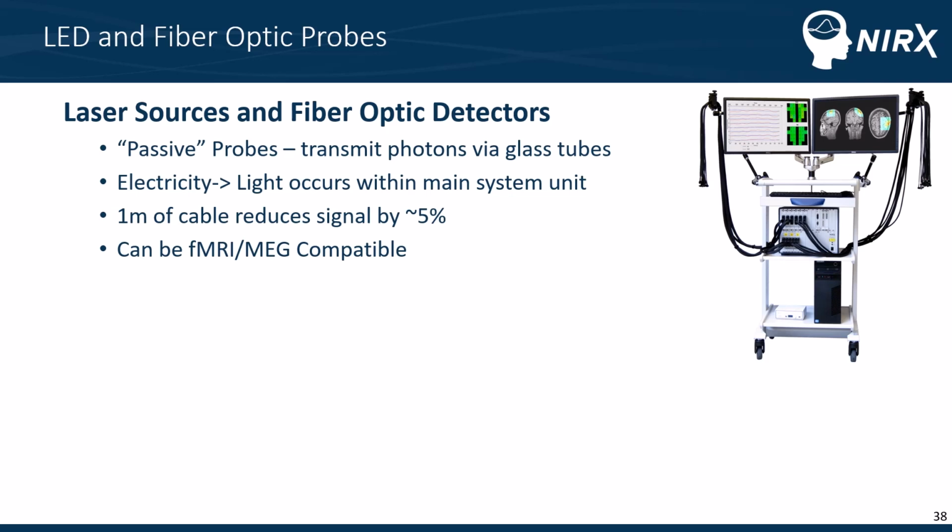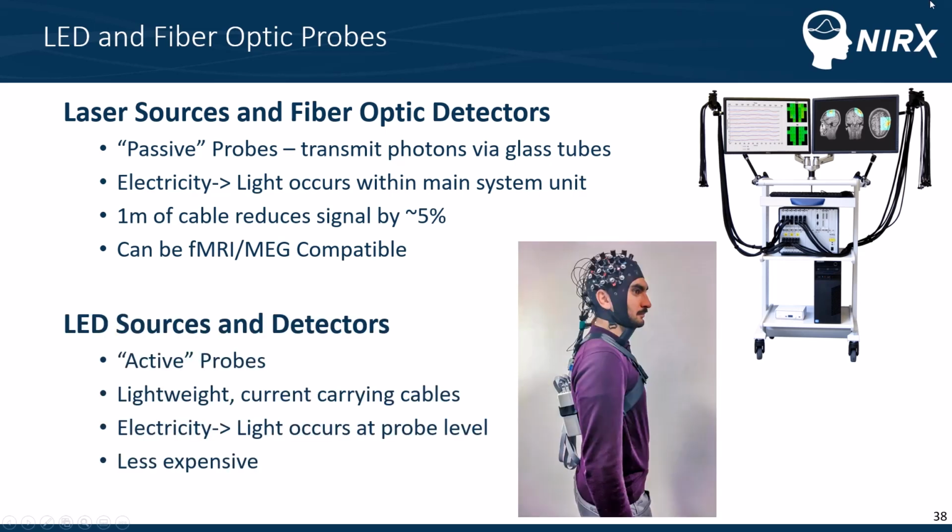Laser sources and fiber optic detectors can be fMRI and MEG compatible. As I said before, not all systems are going to combine well with all other modalities. When you do want to combine with fMRI or MEG, you need to use these fiber optic probes because they don't have any electricity running through them.